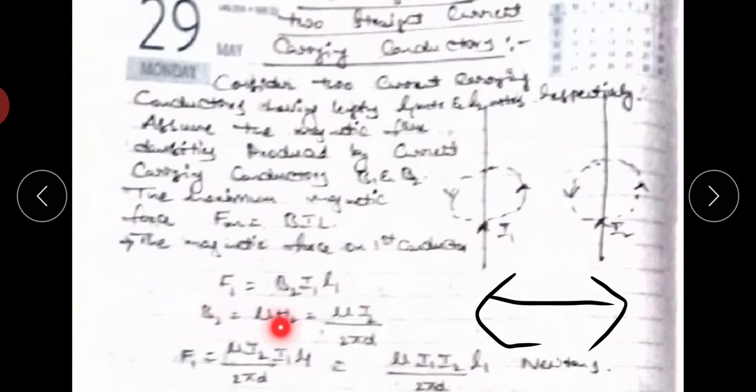Here B2 equals mu into H2, and H2 equals I2 by 2 pi d. So finally B2 equals mu into I2 by 2 pi d. So F1 equals mu into I2 by 2 pi d, into I1 into L1. Or it equals mu I1 I2 L1 by 2 pi d newtons.